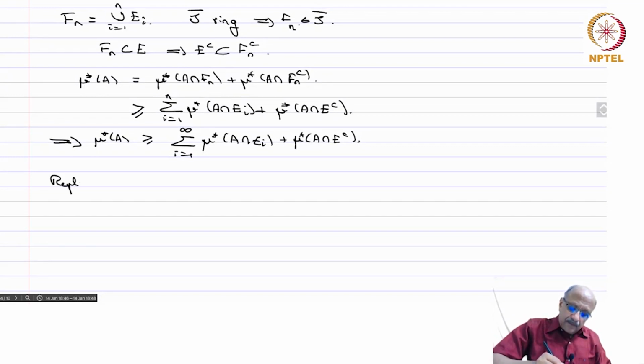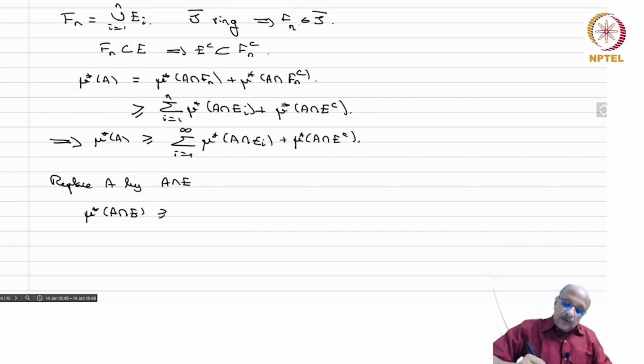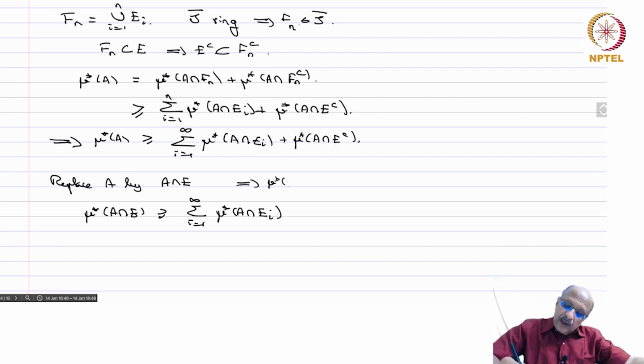Now replace A by A intersection E. So then mu star of A intersection E is greater than or equal to sigma i equals 1 to infinity mu star of A intersection E_i, because I am going to take A intersection E complement will be 0. That won't give you anything, and consequently this implies mu star of A intersection E complement is 0, and therefore you have mu star of A intersection E is bigger than or equal to just this, but by subadditivity this is greater than or equal to mu star of A intersection E. This is subadditivity.